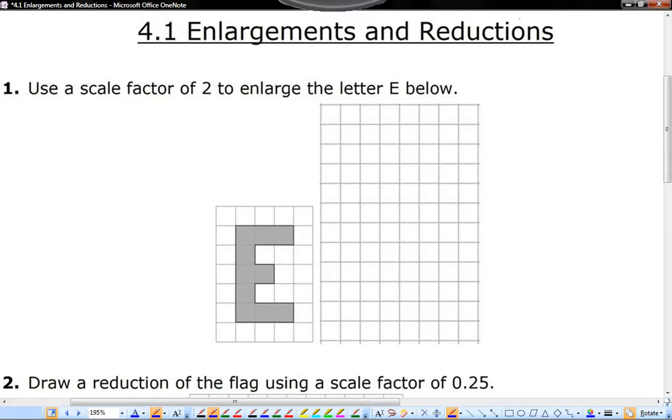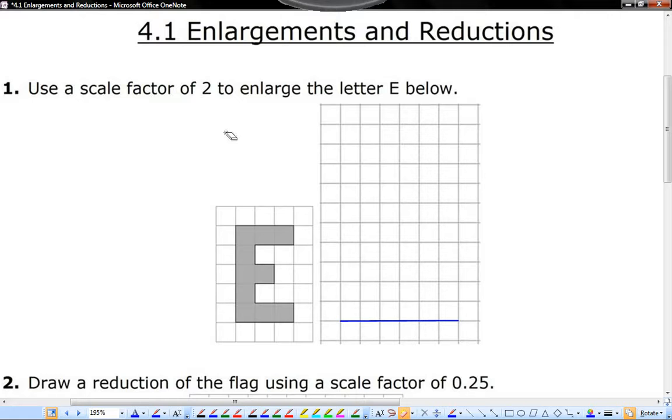So first we're going to use a scale factor of 2 to enlarge the letter E below. So what I'm going to do is start off here and just take a look at how wide this is. It's 3 units long. Since there's a scale factor of 2, here we need to make it 6 units long. Let me just make sure I've counted that right. 1, 2, 3, 4, 5, 6. Yeah. Okay, so I'm going to draw a line segment from here to there, 6 units long, to match the bottom of the E, but this time it's enlarged.